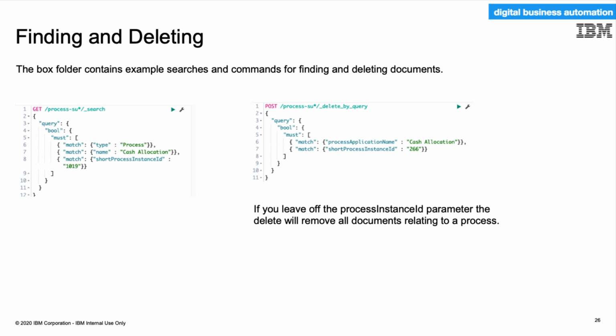Here we've got an example of a get, which is retrieving a particular process instance of cache allocation, and over here on the right we've got a post which is actually doing a delete by query, so this will delete instance 266 of cache allocation. Maybe there was some screwy data in there, or I've refined the process app.